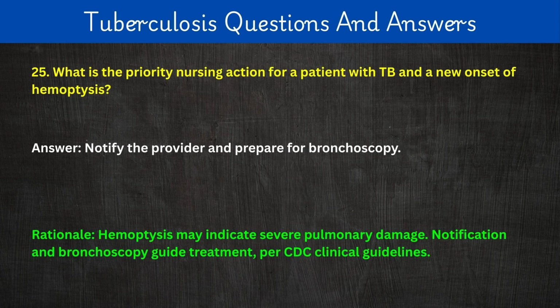25. What is the priority nursing action for a patient with TB and a new onset of hemoptysis? Answer: notify the provider and prepare for bronchoscopy. Rationale: hemoptysis may indicate severe pulmonary damage. Notification and bronchoscopy guide treatment, per CDC clinical guidelines.